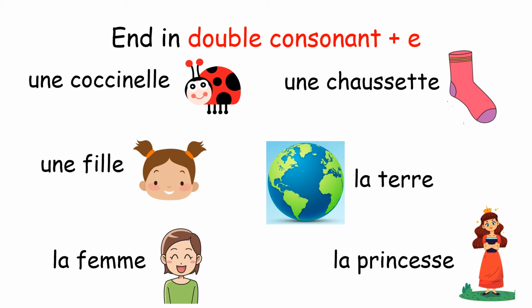Une chaussette. And again, it tends to be the femininization of different words as well. So une chaussette, une coccinelle, une fille, double L-E at the end. La terre, la femme, la princesse. And again, it's not always foolproof. You might remember what the word for man was. It was l'homme, and that also ends in a double M-E, so it's not always 100% foolproof. But generally speaking, a double consonant and an E at the end of a word indicates that it's feminine.